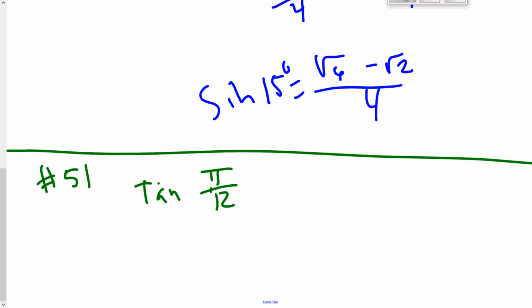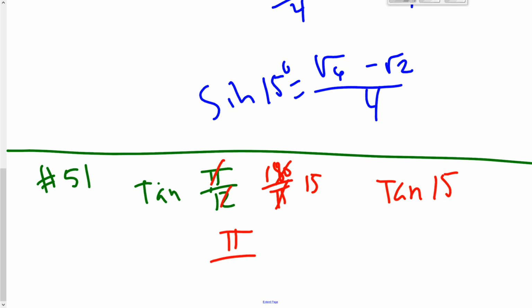So looking at tan of pi/12, here you probably want to convert this by multiplying it by 180 over pi. So then the pi's will cancel out, 180 over 12 reduces down to 15, so we find the tangent of 15. You could have separated it into two, but this time you're definitely going to have to subtract.